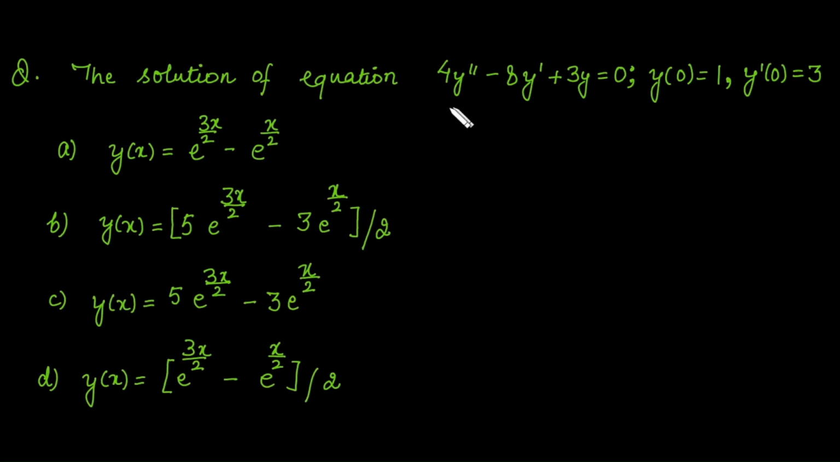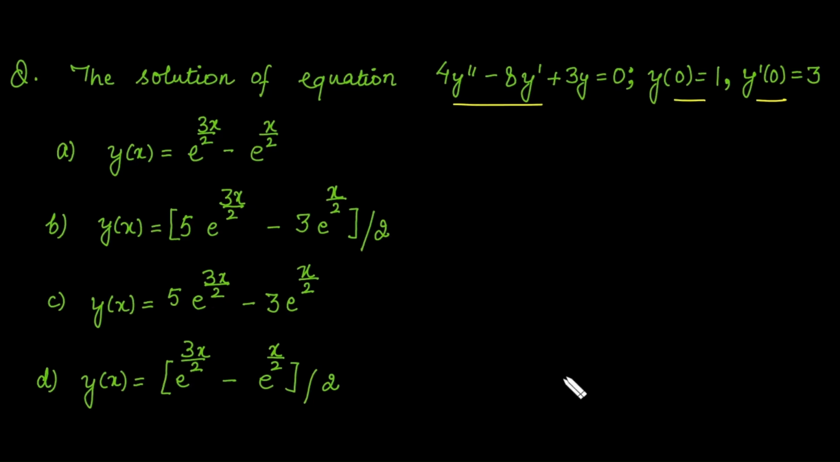Next is the solution of the equation under these conditions. How to proceed in this type of question? Whenever we have an initial value problem or a boundary value problem, first we will use this one. It says that the value of y at x is equal to 0 is 1. So let's check where it is getting a 1. If you take x is equal to 0 in the first case, e raised to power 0 minus e raised to power 0, so 1 minus 1 is 0, but we need a 1, so this cannot be the answer.